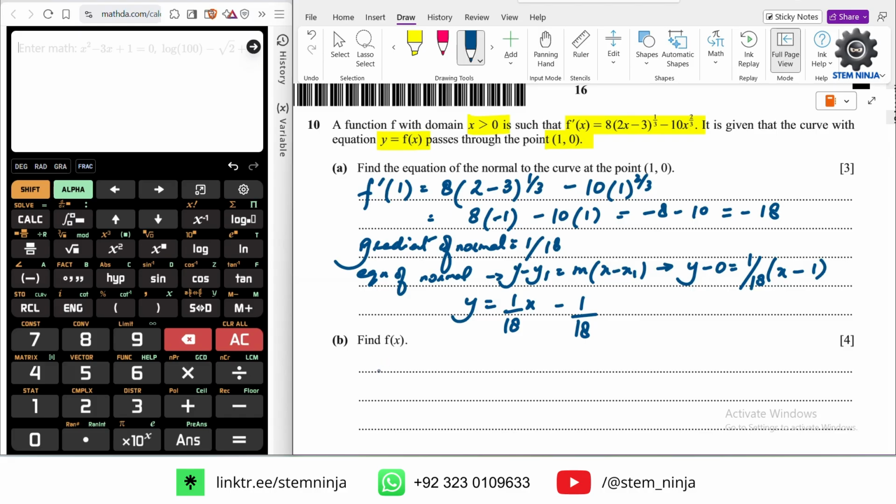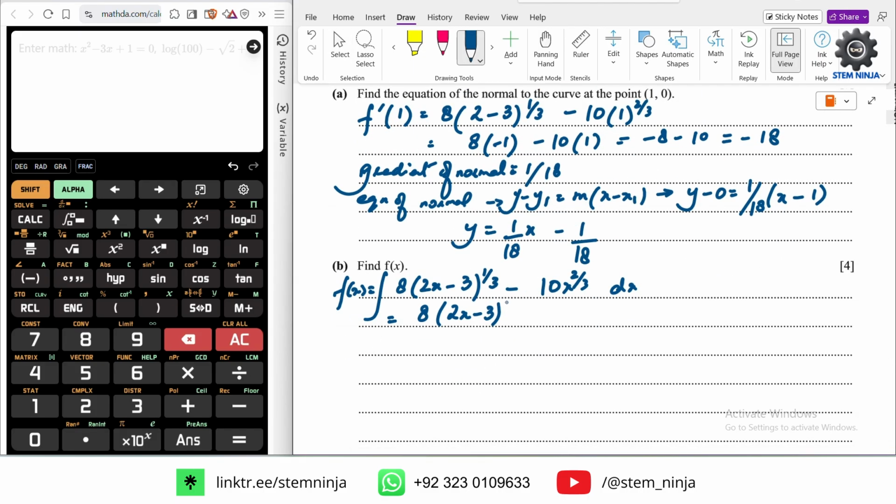Okay, we need to integrate that. So the integral of 8(2x − 3)^(1/3) − 10x^(2/3) dx, f of x. Okay, so 8 will remain as it is. The power on 2x − 3 will increase by 1, so 4/3. We divide by 4/3 and multiply by the derivative of 2x − 3, which is 2. The reverse chain rule basically.